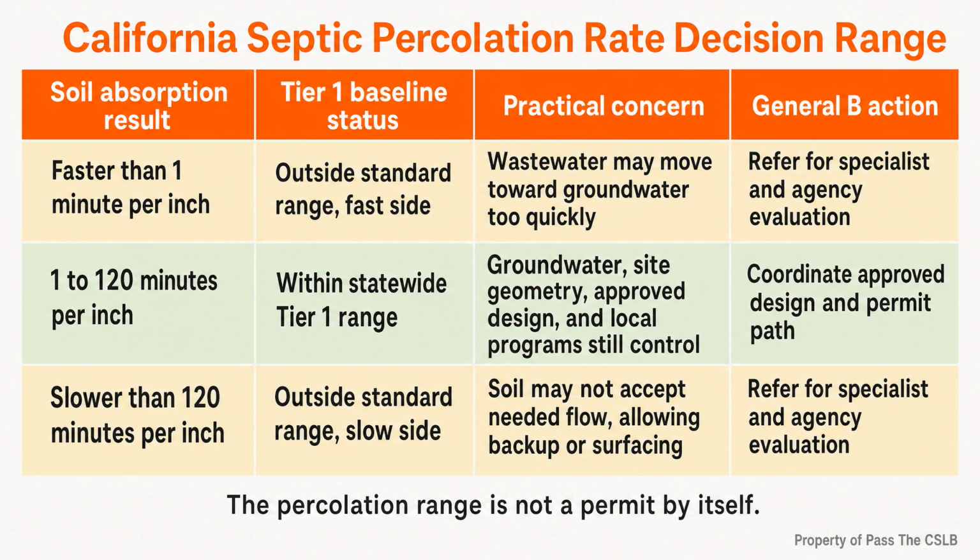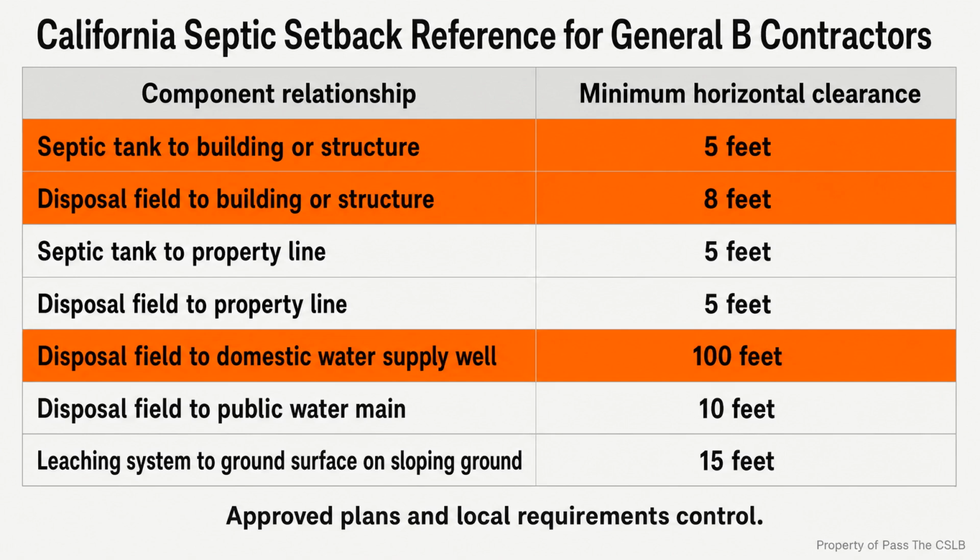Site constraints become much easier to remember with the numbers 5, 8, and 100. The minimum horizontal clearance from a septic tank to a building or structure is 5 feet. The minimum horizontal clearance from a disposal field to a building or structure is 8 feet. The minimum horizontal clearance from a disposal field to a domestic water supply well is 100 feet.